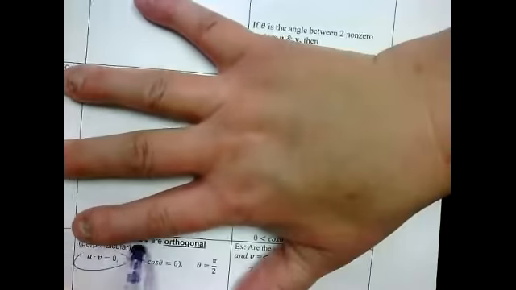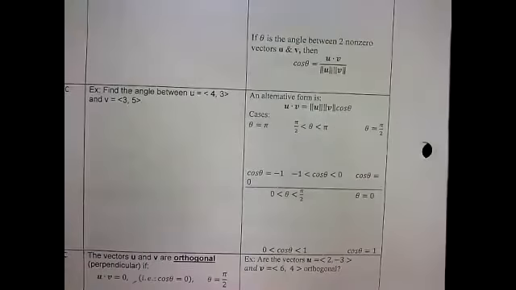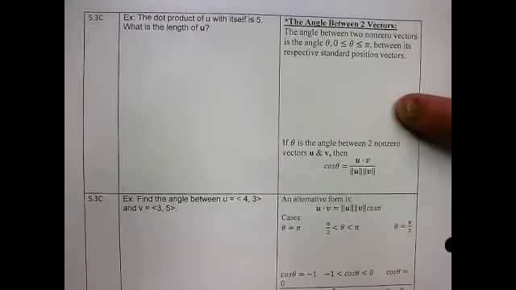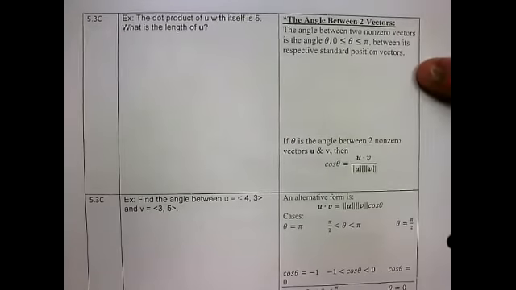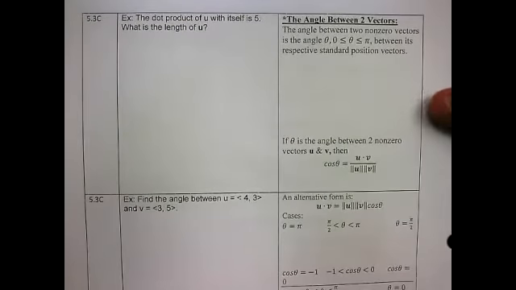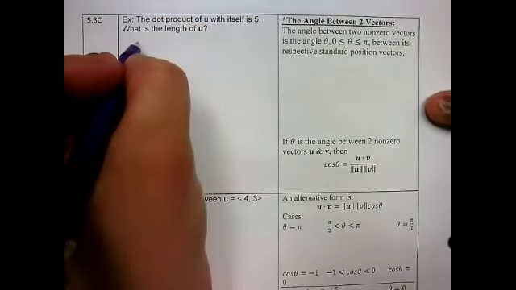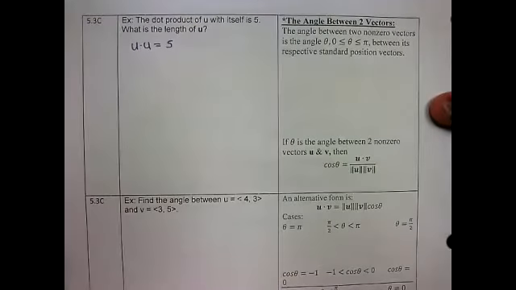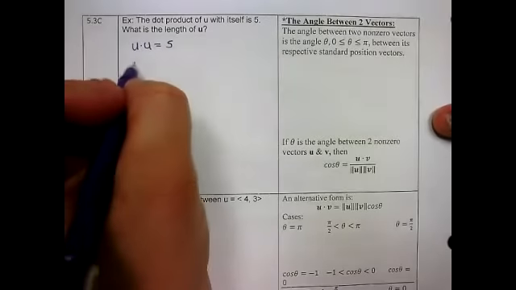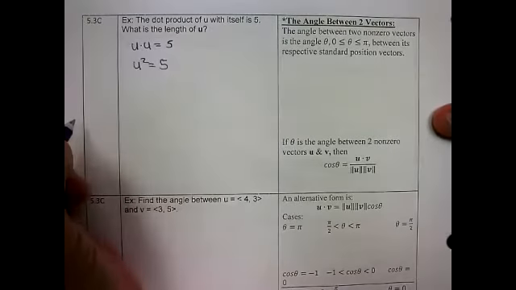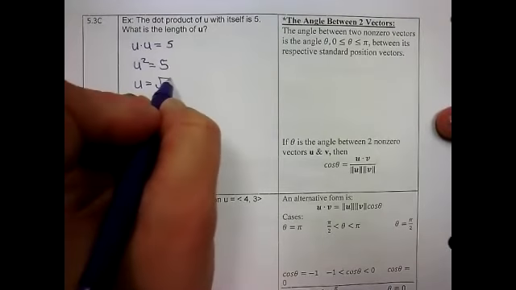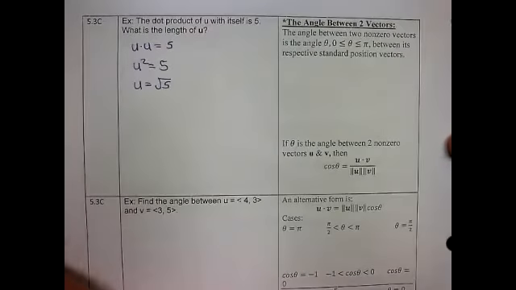Let's go on ahead and find, I'm erasing this because I did a little bit of work on it and forgot. This one says the dot product of U with itself is 5. What is the length of U? When we say U dot U equals 5, we have the magnitude of U squared equals 5. So then the magnitude of U is going to equal the square root of 5.